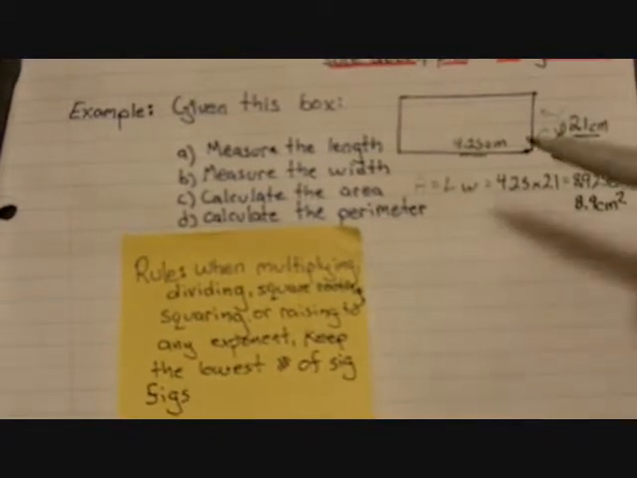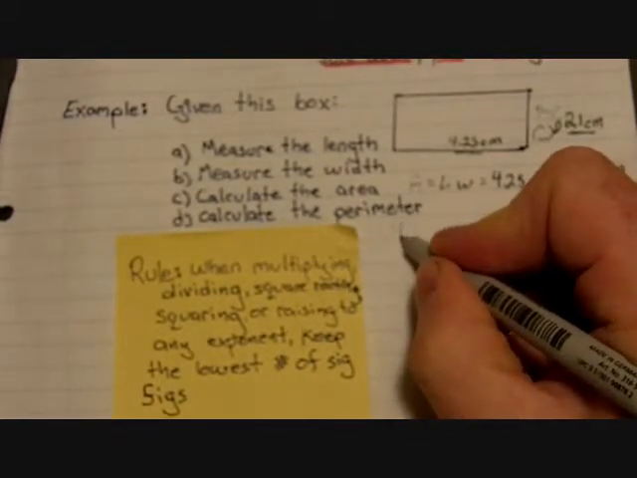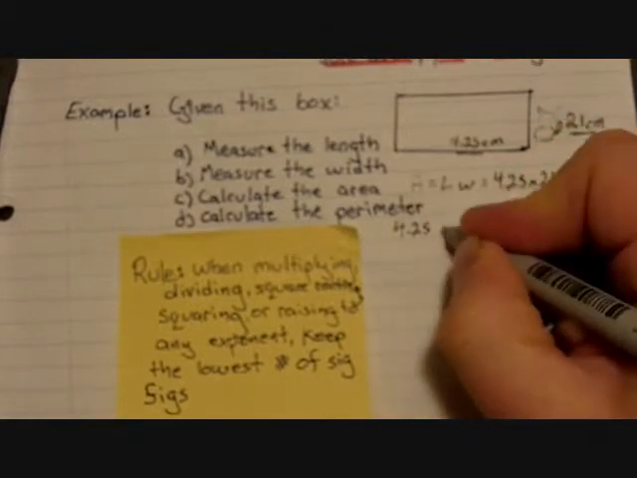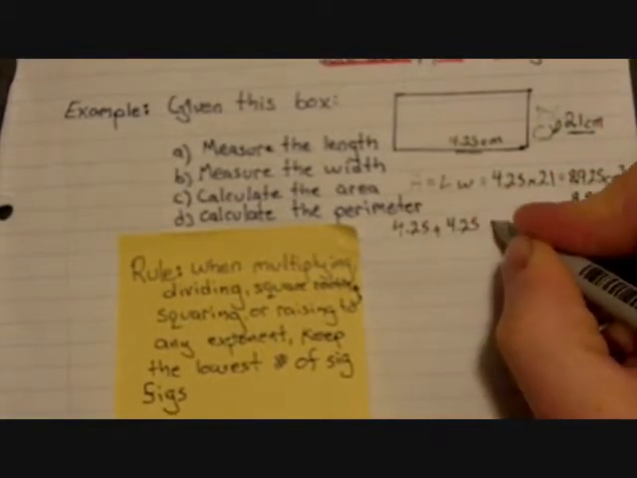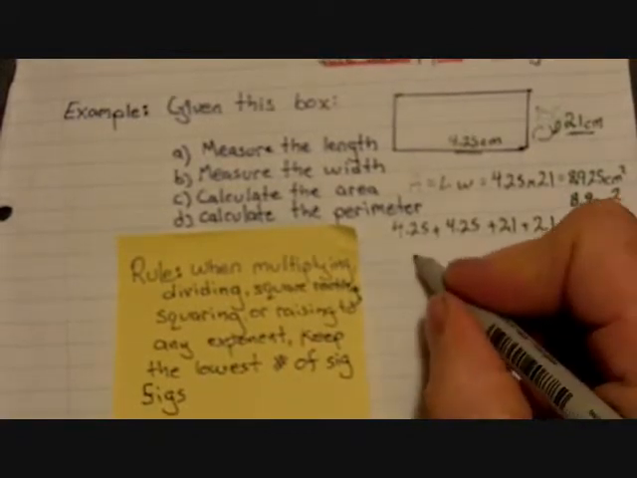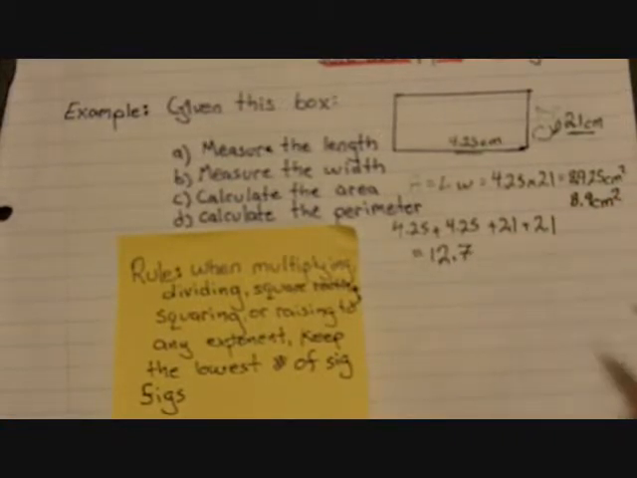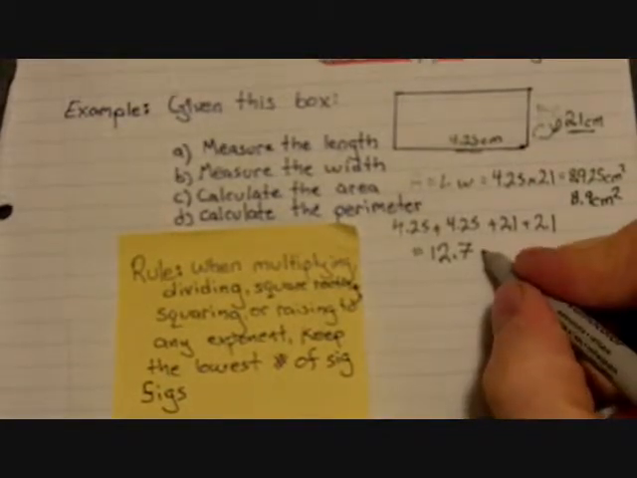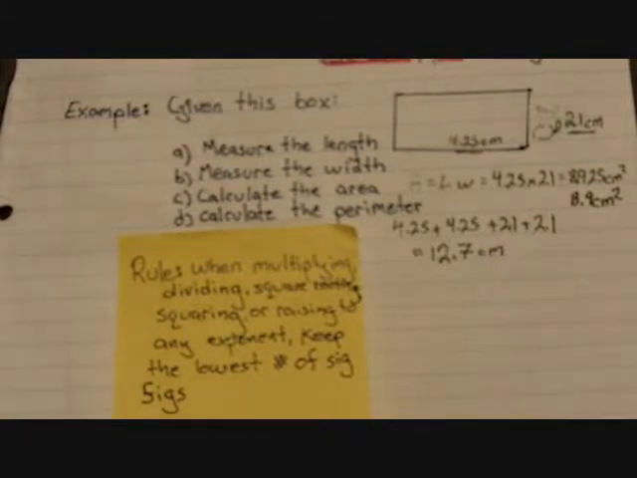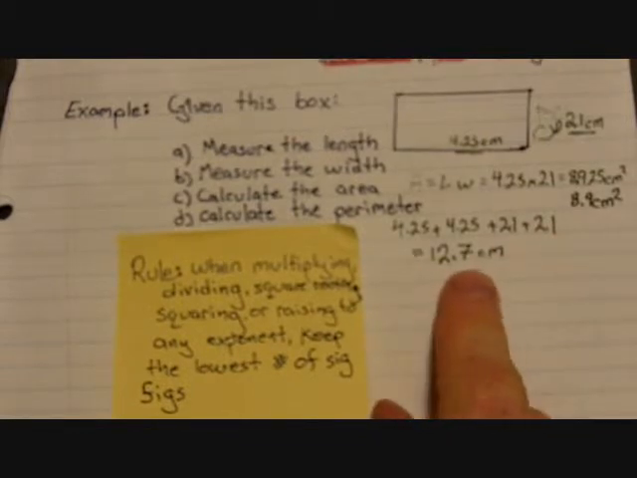All right, so second job, we want to calculate the perimeter of this square. That's going to involve adding 4.25 plus 4.25 plus 2.1 plus 2.1. And if we add all that up, we find it comes to 12.7. And we need our units, of course. The first thing you might think to do is, well, we only had 2 sig figs as our minimum, so should we round this to 2 sig figs? Should we round this to 13 centimeters?